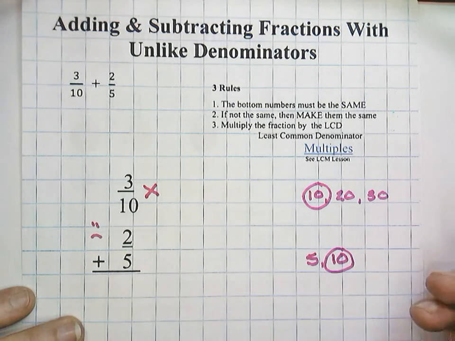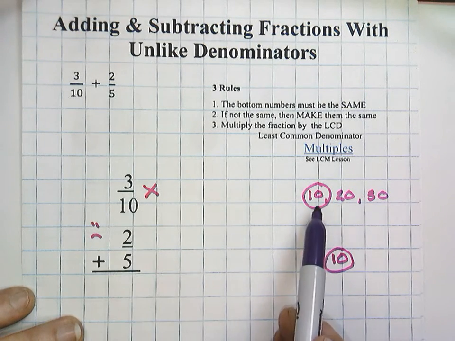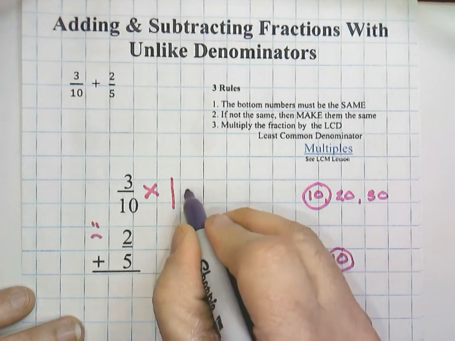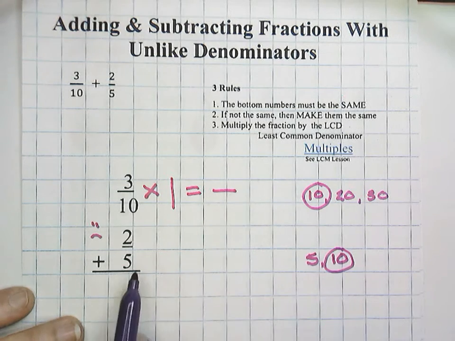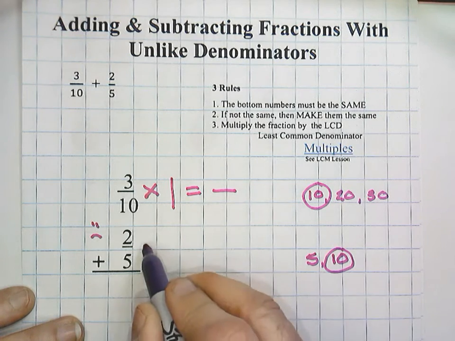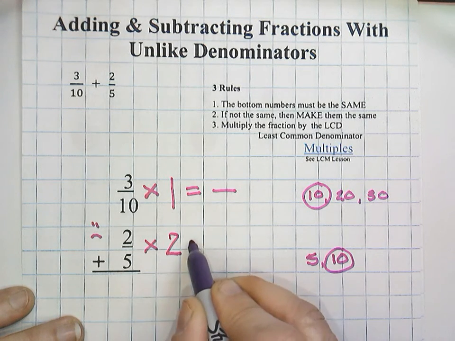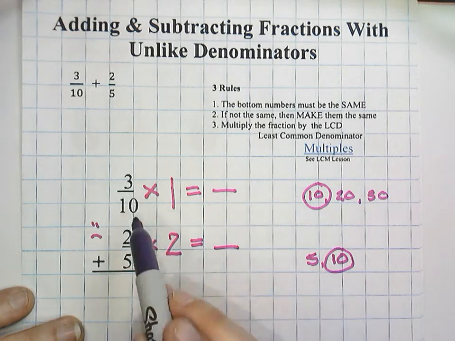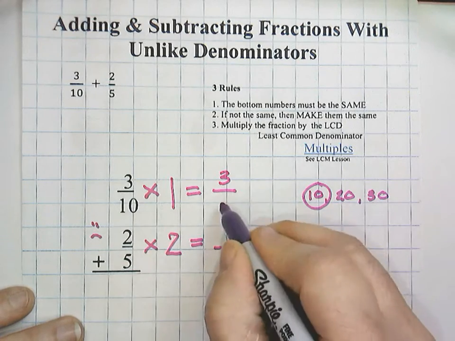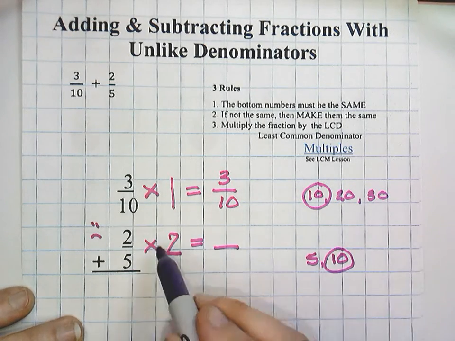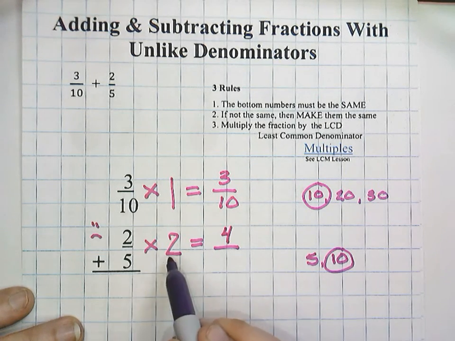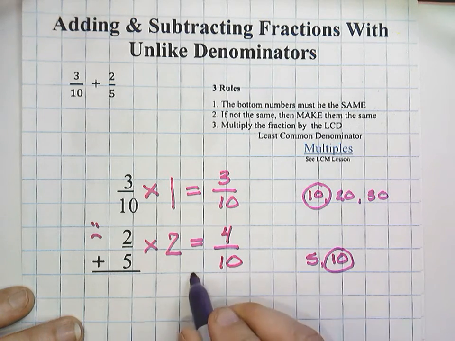So I'm going to multiply. In this case, it's the first multiple, so I'm only going to multiply by 1. Down here, I'm seeing 1, 2. In other words, 5 times 2 is equal to 10. So I'm going to multiply this fraction by 2. Okay, 3 times 1 is 3, and 10 times 1 is 10 on the top fraction. On the bottom, 2 times 2 is 4, and 5 times 2 would be 10.